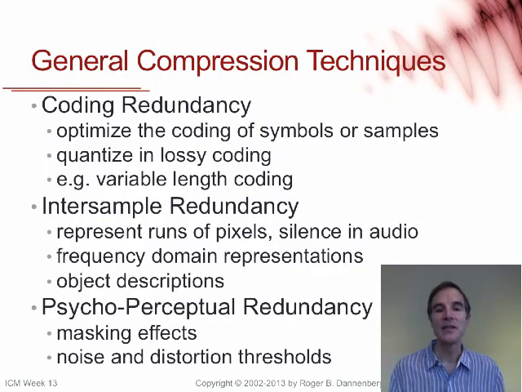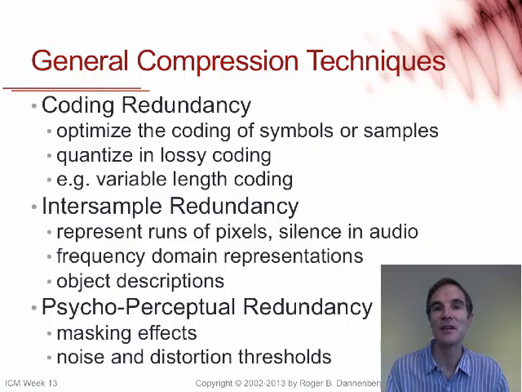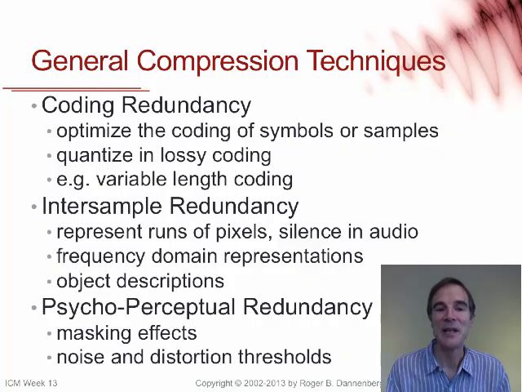And the third compression technique is psychoperceptual redundancy. So in audio, this has to do with masking effects, noise and distortion thresholds. Basically, the idea of psychoperceptual redundancy is that it's not the information that's important, it's the perceptible information that's important. So if you can't hear it or you can't see it, then we don't really need to put it in the data. Of course, that's not always true, but that is the basis for psychoperceptual redundancy.